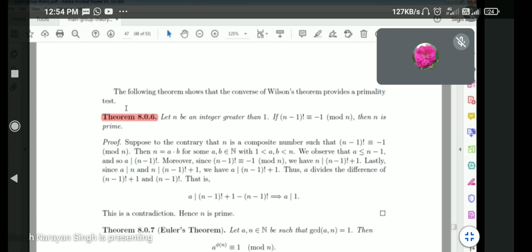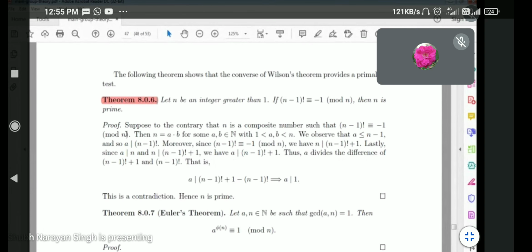Think about it in the converse way of the Wilson theorem. This is the converse of the Wilson theorem. We can say that if we have an integer n greater than 1 and that integer n divides (n minus 1)! plus 1, then that integer n is nothing but a prime number. That is the converse of the Wilson theorem, and the proof is not so lengthy. Let us explain this proof.